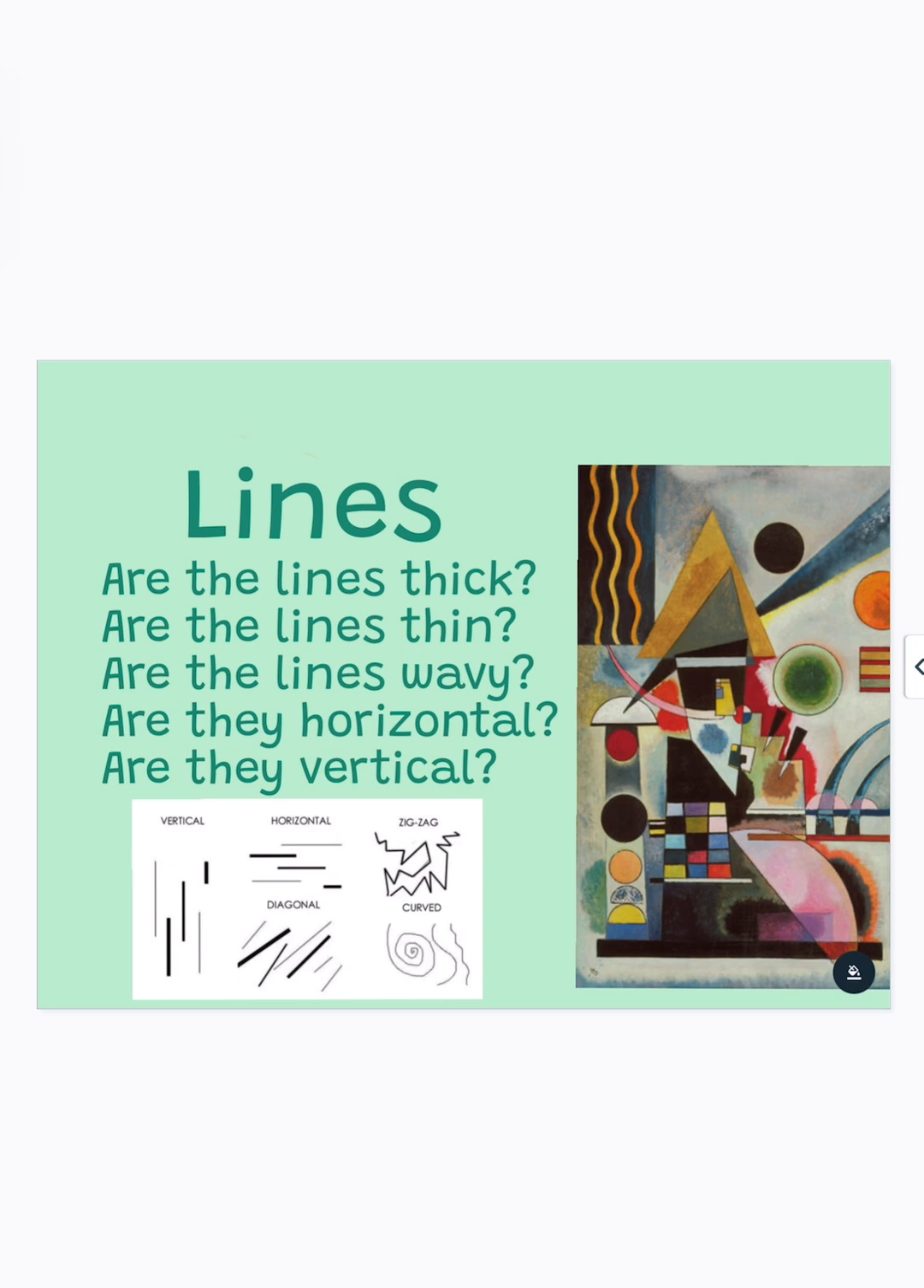So lines, as we see, there's vertical, horizontal, zigzag, diagonal, curved, thick, thin, wavy. There's just so many different ways that we can use lines. And automatically my eye's drawn to this one right here. What would we call these? Some wavy lines. They look like little dancing snakes.